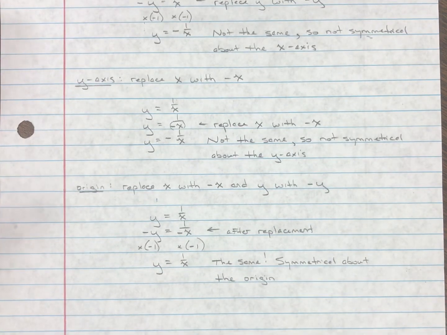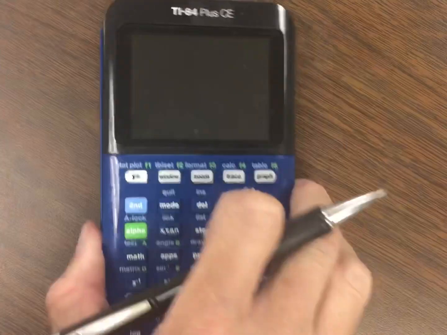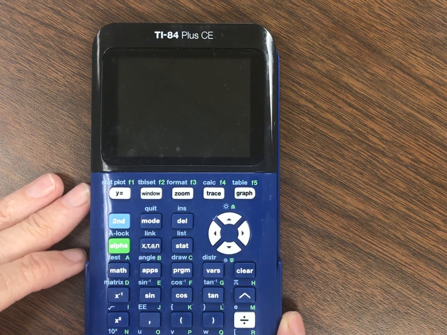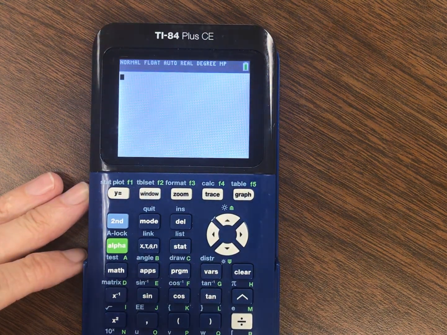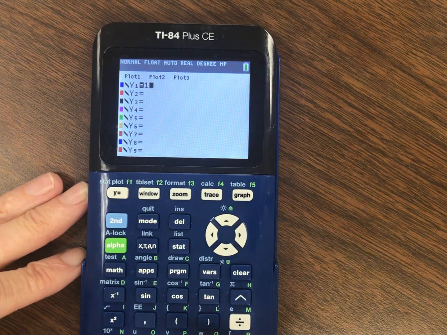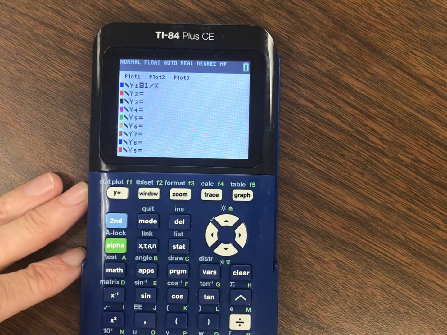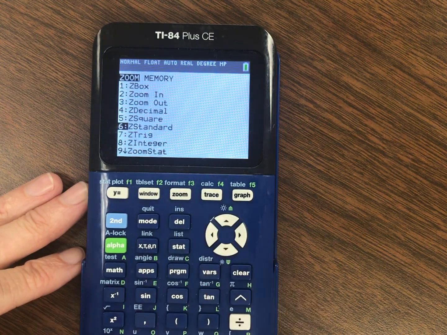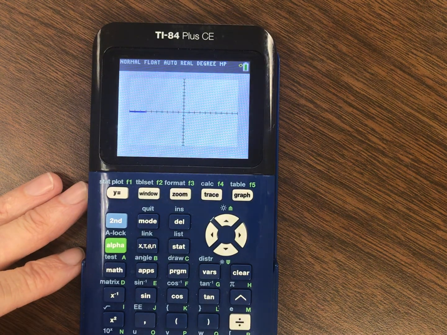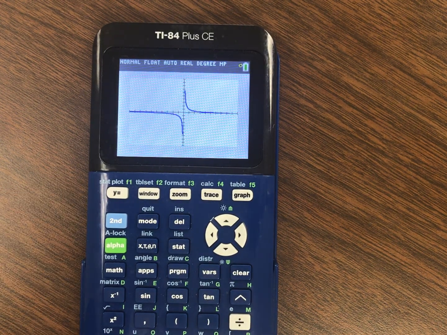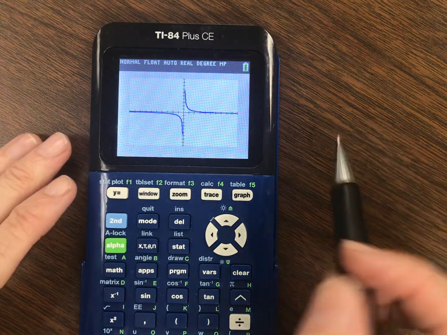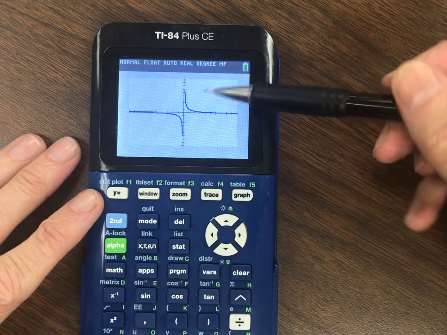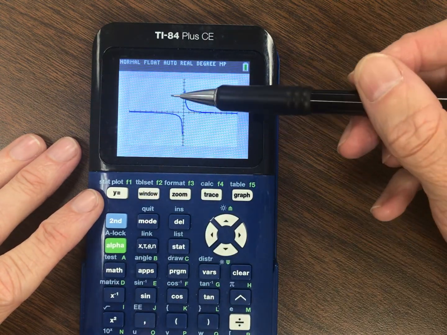Let's take a look at our graphing calculator and see if we can see it. So I'm going to go into my y equals. I'm going to put 1 divided by x. So there I am. y equals 1 over x. And I'm going to go into my zoom and make sure I'm in my standard window. Here's my standard window number 6. And I'm going to graph it. And there you have it. Okay. So you can see, is it symmetrical about the x-axis? Well, here's the x-axis. If this folds down and this folds up, they're different.